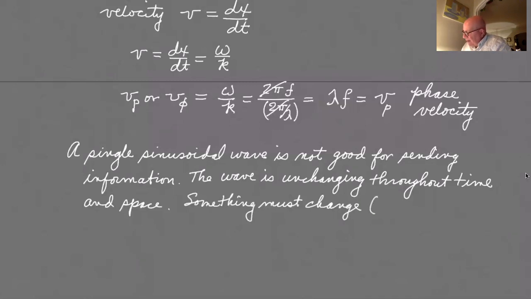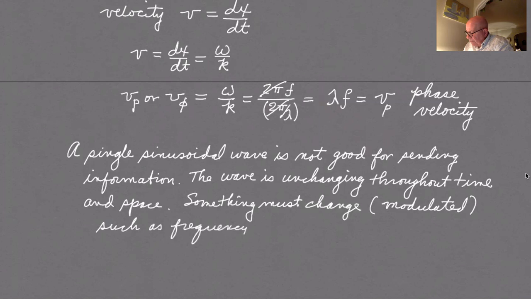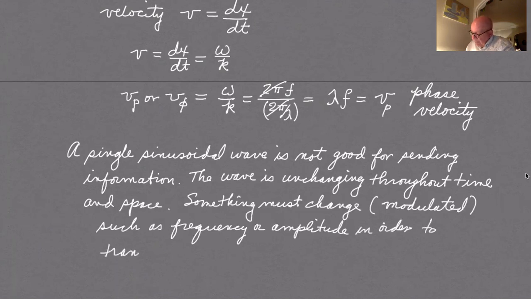And we say sometimes that it is modulated, right? That something is modulated, right? And what could be modulated? The frequency, right? The frequency could be modulated, or the amplitude could be modulated. And in a more complicated sense, the phase could be modulated, okay? Right? So something must change, such as the frequency or amplitude, in order to transmit intelligence.